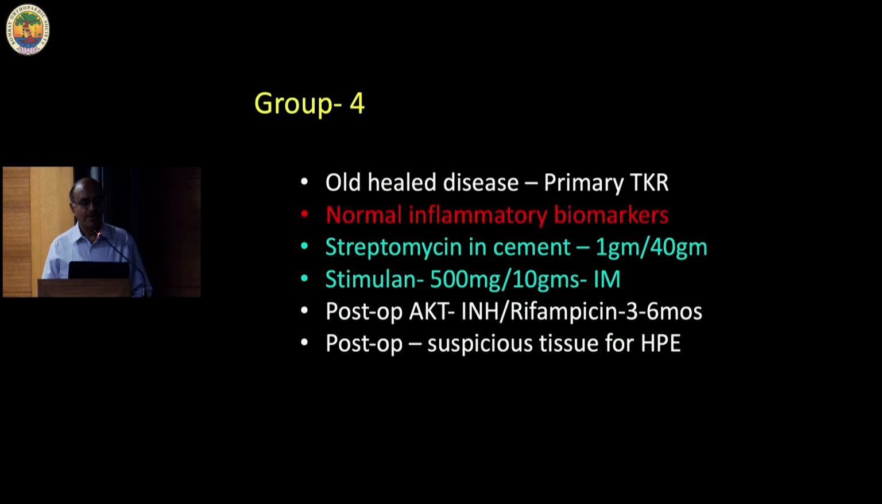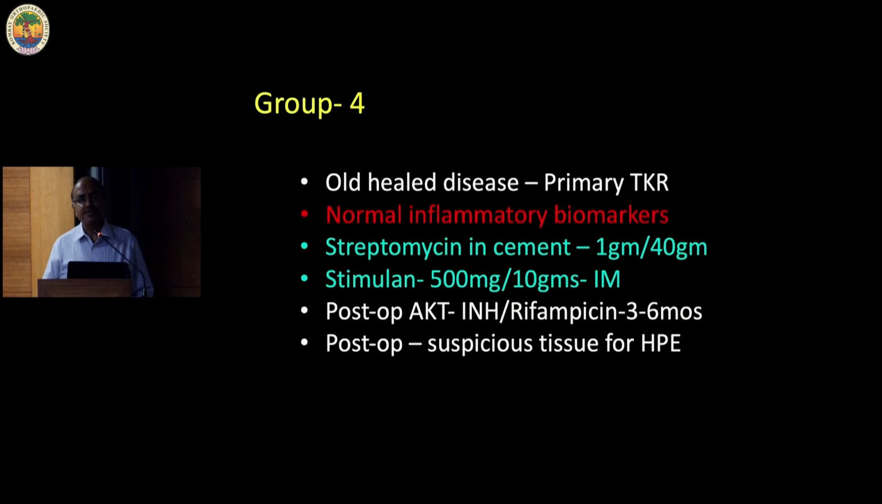The primary total knee arthroplasty, it's an old healed disease when there's a past history of tuberculosis where the patient has already been treated. So you have to just look for the normal inflammatory biomarkers. In those kind of patient, again you add streptomycin and stimulant, and post-operatively these patients have to be put on at least 2 drugs, INH and rifampicin, for about 3 to 6 months.